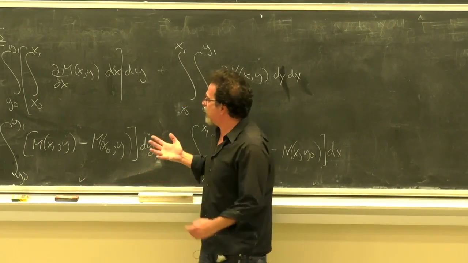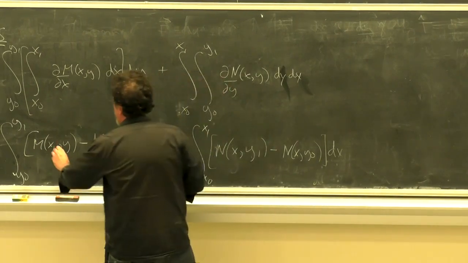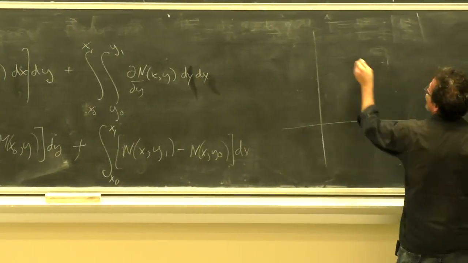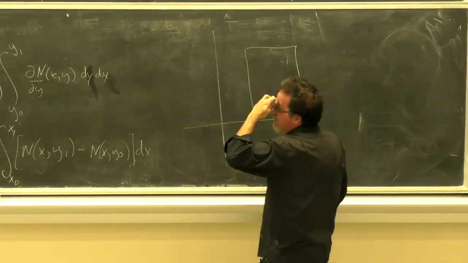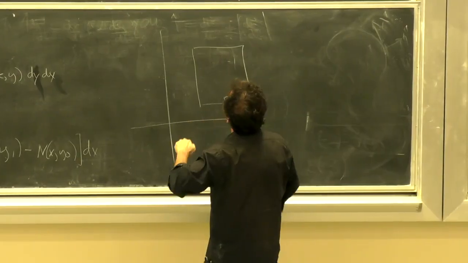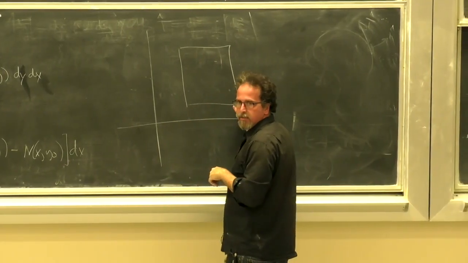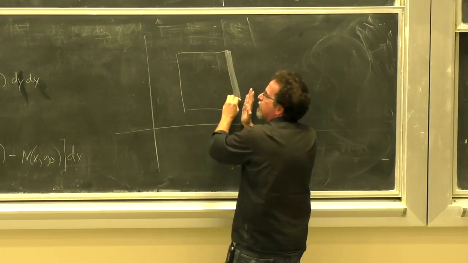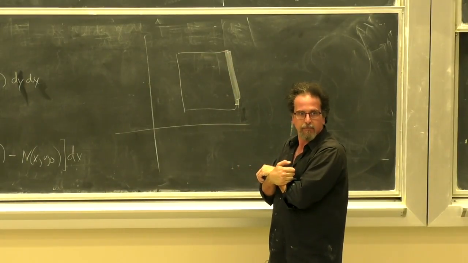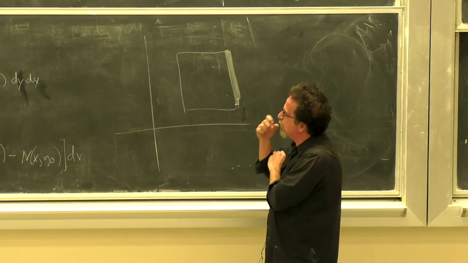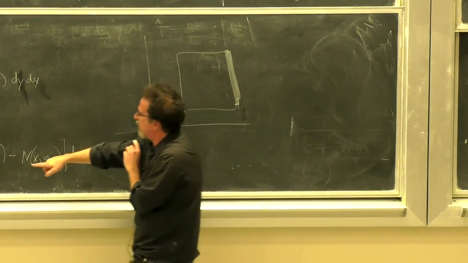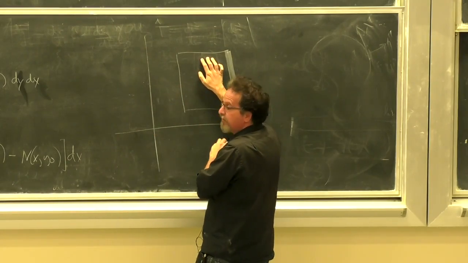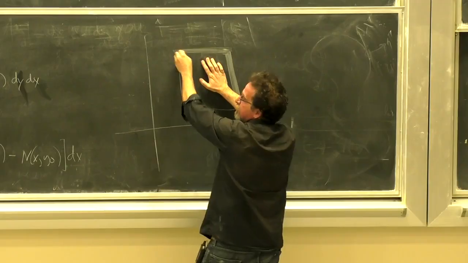Okay? So take a look at this first term over here. I'm going to write the domain out again over here, and I say, oh, look at that. This first term says, go to x1, take the M component of F, and integrate it along dy. The second term says go to y1, take the N component of F, and integrate it along dx.